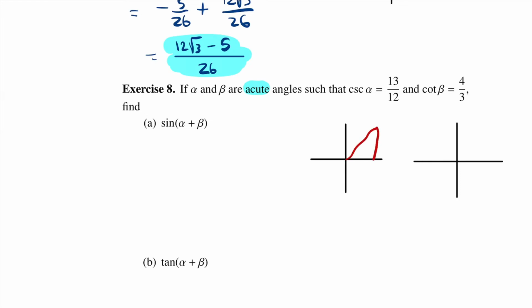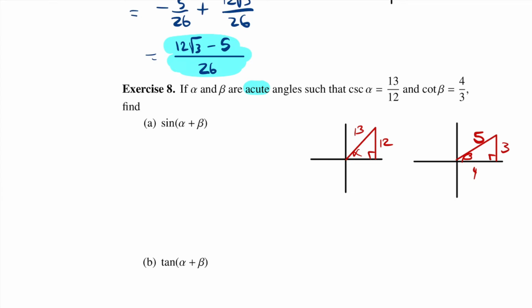All right, now we're going to use our knowledge of cosecant, which is hypotenuse over opposite, and cotangent, which is adjacent over opposite. Well, this is a 3, 4, 5 triangle, so I know that's 5. You can use the Pythagorean theorem to verify that. This is going to be a 5, 12, 13 triangle. You can also use the Pythagorean theorem to verify that. A squared plus b squared equals c squared.